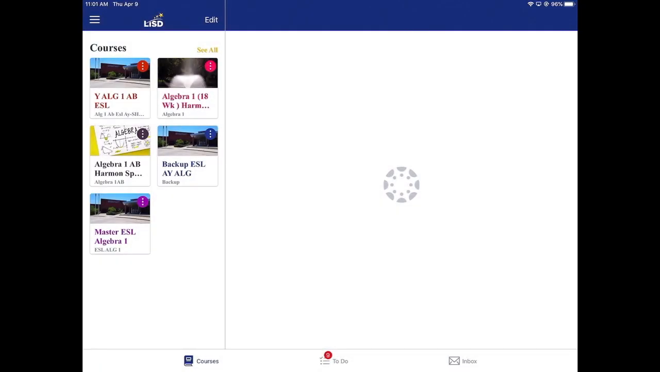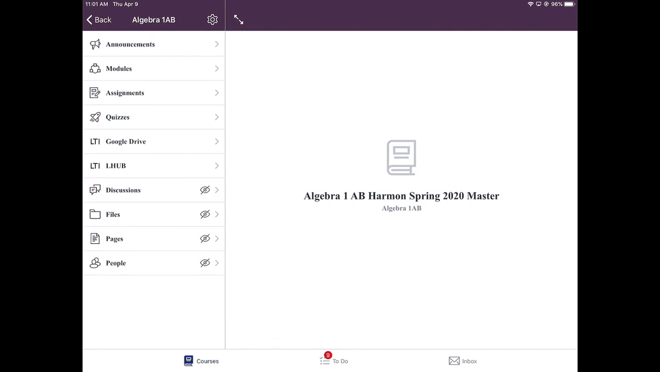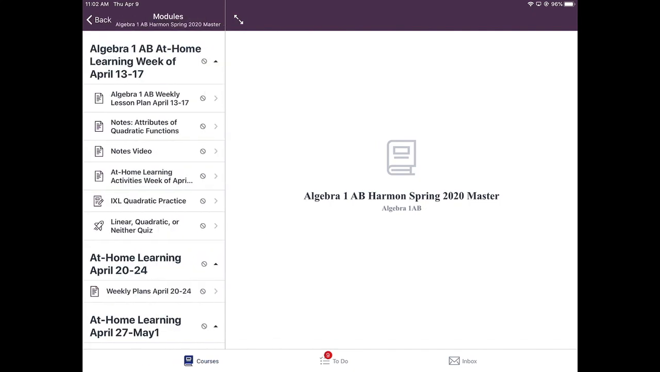Let me switch over to the iPad and walk you through this week's lesson on quadratics. All right, everyone, I wanted to start by showing you what it'll look like on Canvas. Your view is going to look a little different. I'm on the teacher view, but I just want to show you. It'll be under modules under your Algebra 1 AB section.